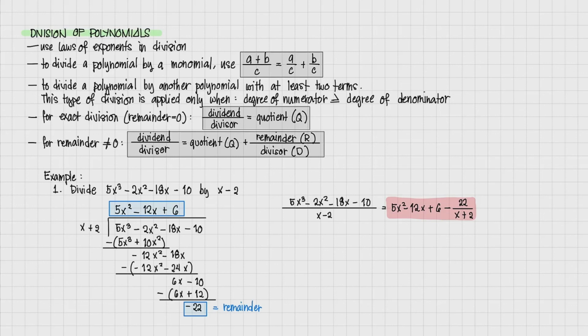So, this one is your quotient. So, our quotient, 5x squared minus 12x plus 6 minus, because this is negative, you have a negative sign here, minus 22 all over your divisor. So, our divisor is x plus 2. Wait, may mali dito. So, i-correct ko lang to. Typo error. This is positive 2. Ayan.